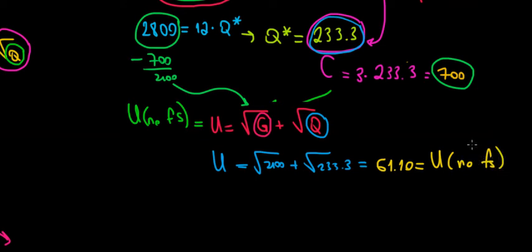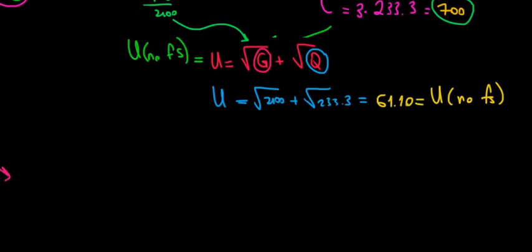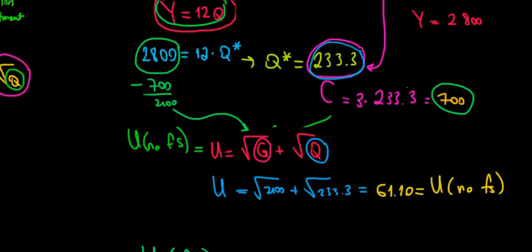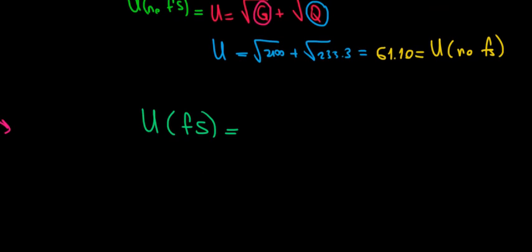Now let's see, what if there is a free public school? If there is a free public school, but we pay a lump sum tax of 300 euros, then what do we get? What would be the utility then? The utility with a free school would be the following. And by the way, this was given in the previous question, 29: the quality of a public school is equal to 144.